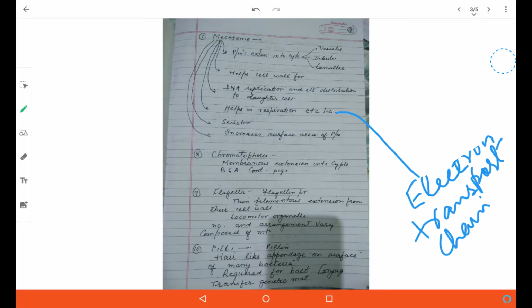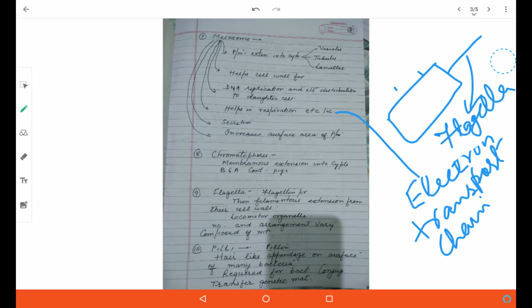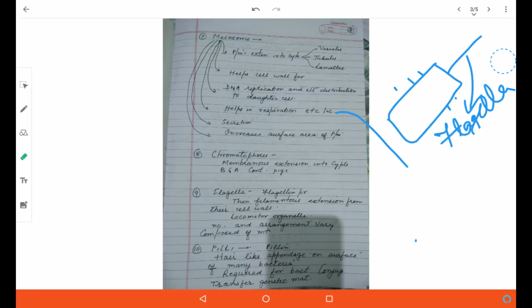Another thread-like structure which is present in bacteria is pili. This is flagella, and pili are present at the other ends. The pili are hair-like appendages on the surface of many bacteria, and they are required for bacterial conjugation. That means the genetic material from one bacteria is transferred to another through the pilus.